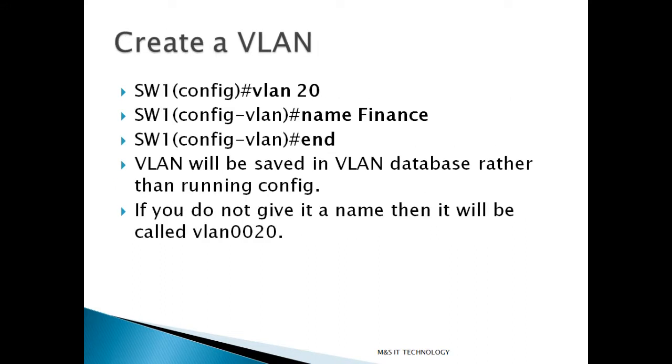Creating a VLAN. In global config type VLAN 20. Name it whatever you want, as we named it finance. The VLAN will be saved in the VLAN database rather than the running config. If you do not give it a name, then it will be called VLAN 0020.